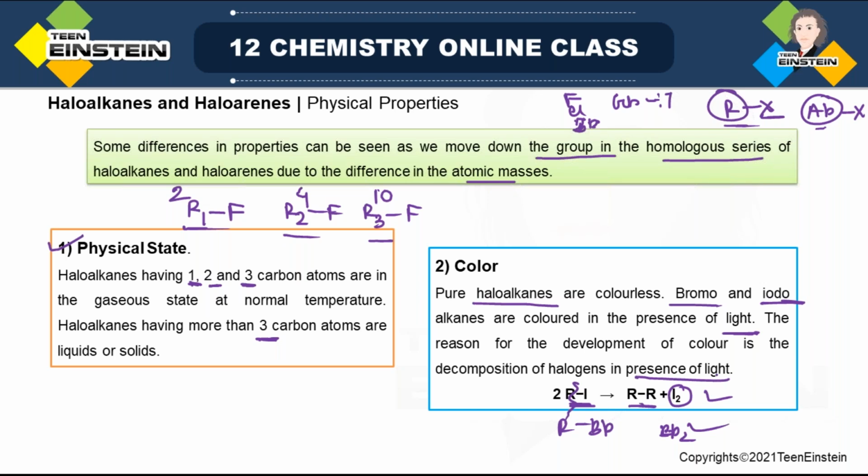So that is why they are mostly kept in dark bottles, far from light. But if it is not possible, then gradually there will be color formation that will take place. Okay.